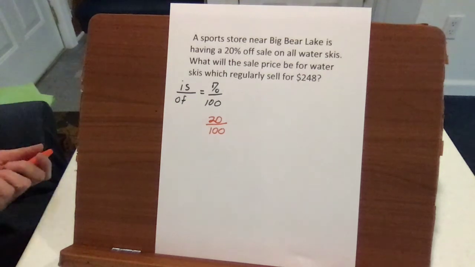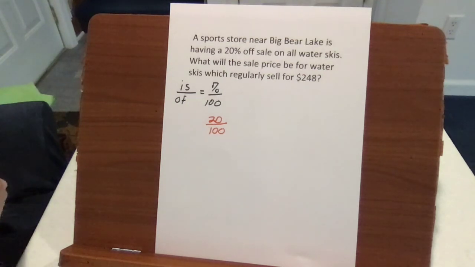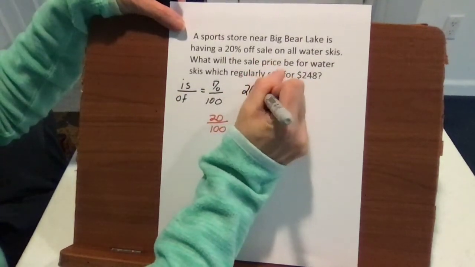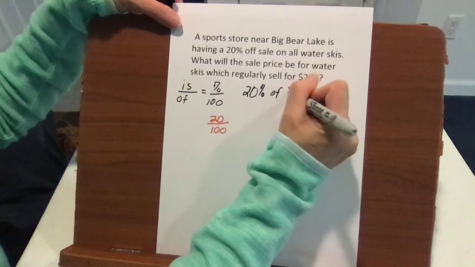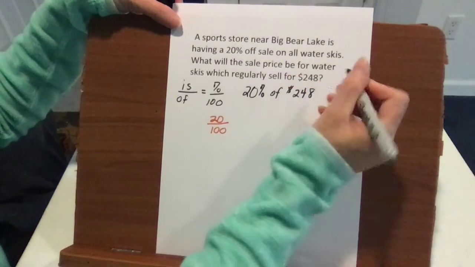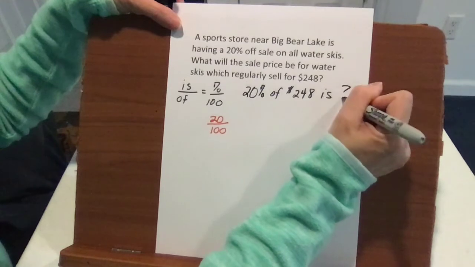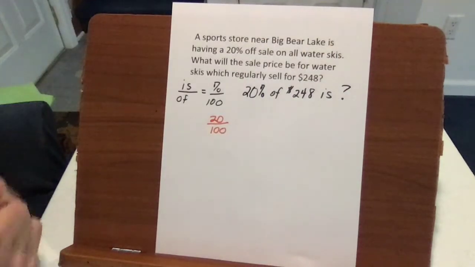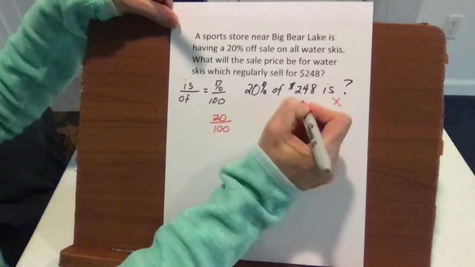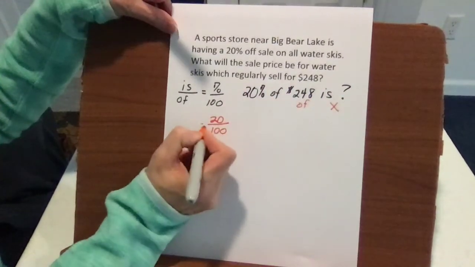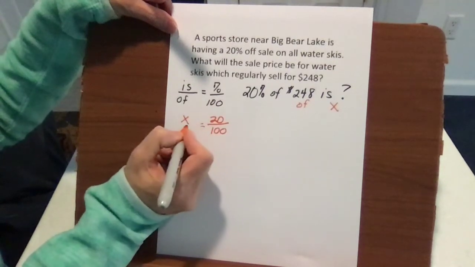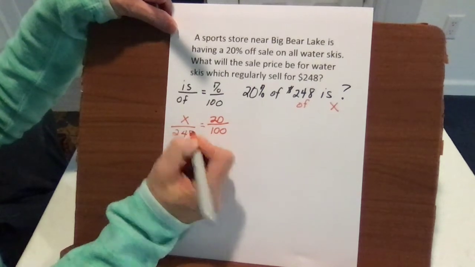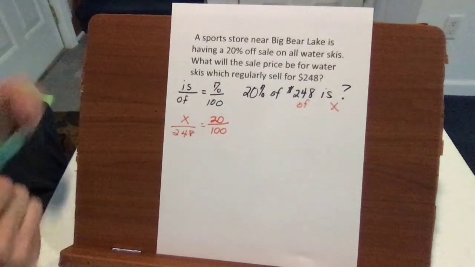So you need to determine which is the is and which is the of. So we're trying to find 20% of the $248, which it originally sells for, and we want to know is what. So 20% of that original amount is what number? So the is the x. This is the of. We don't know how much it is going to be, but we do know how much of that amount we are trying to calculate from. Dollar signs aren't needed in the equation.